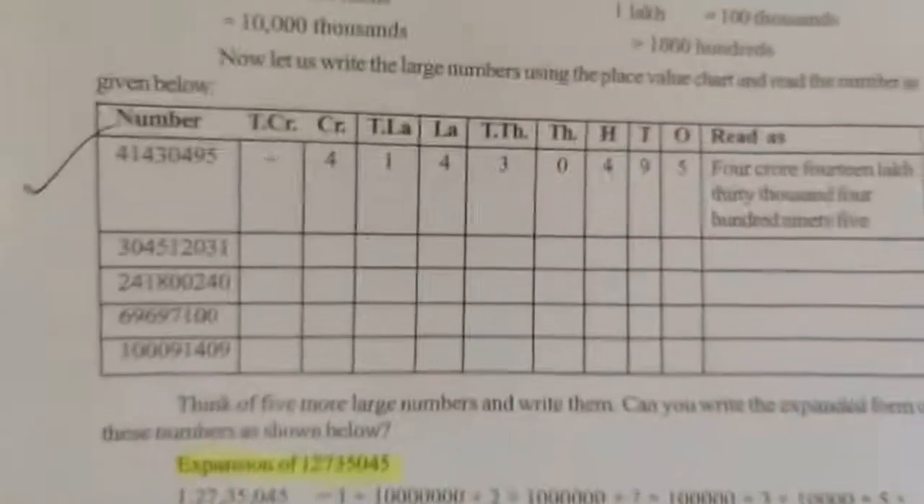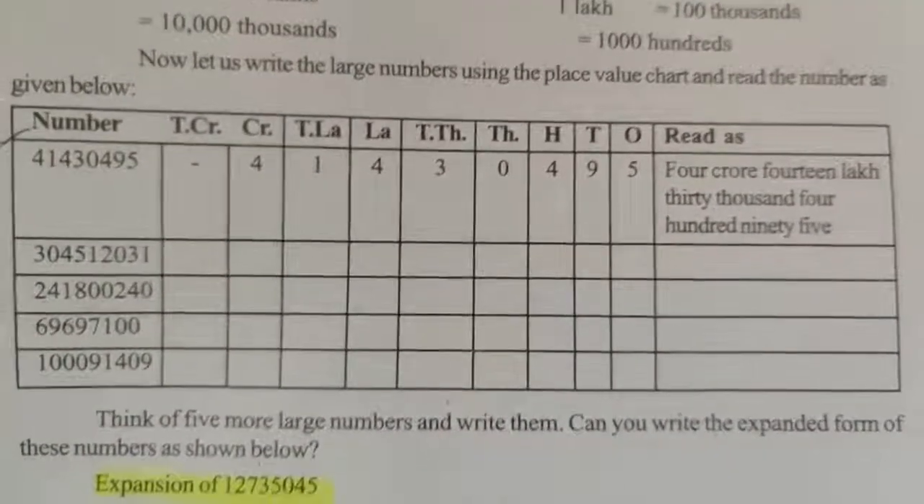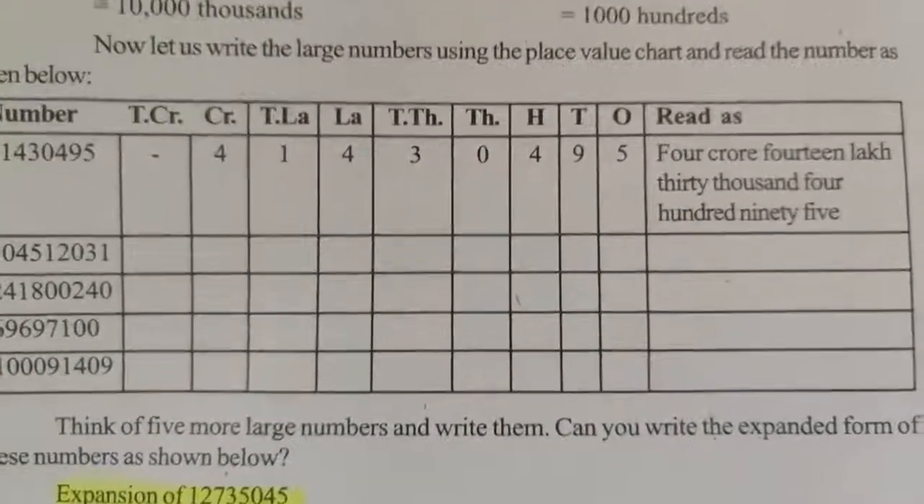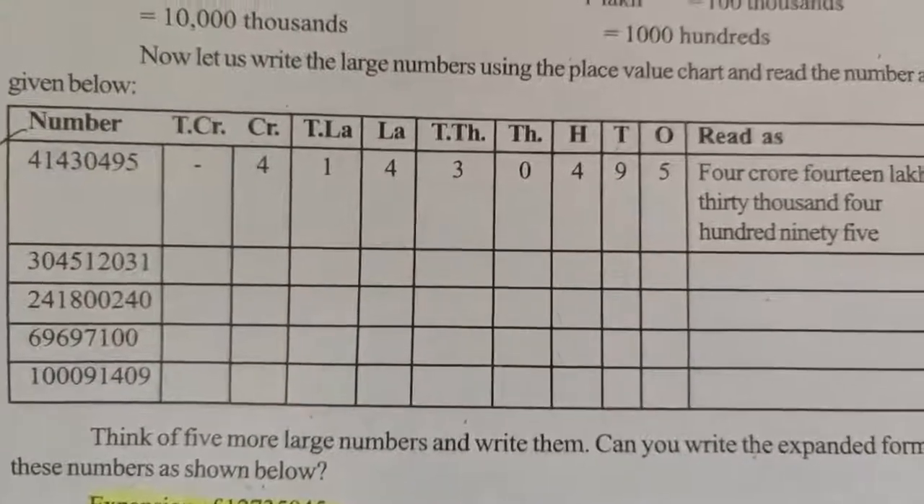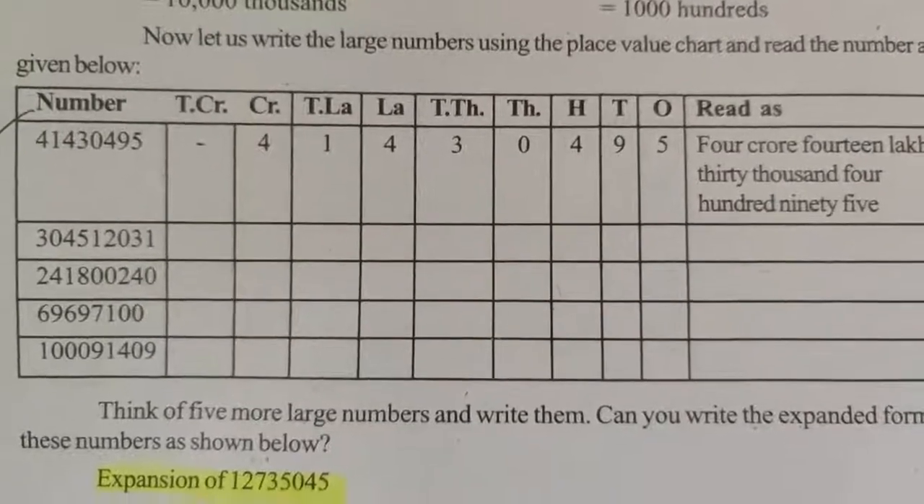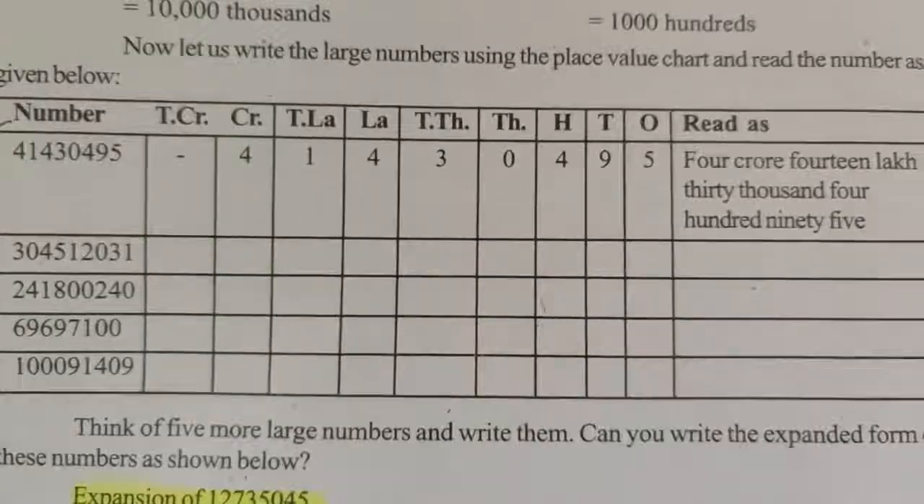One more table. You complete the table and write in words also the name of the number. You put the digits in place values, below the place values, place names, and write the number in words.